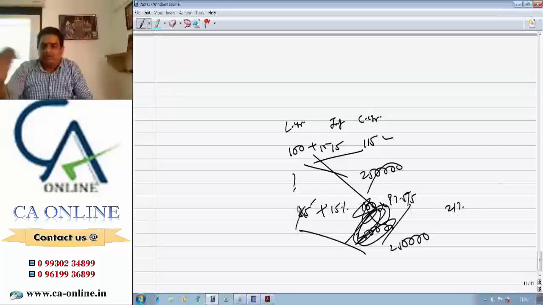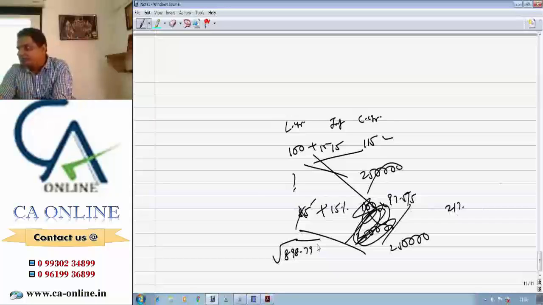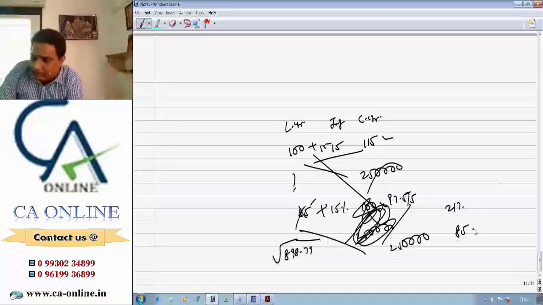You don't have to take 85. Take any number, whatever number you like, and add 15% to it. That will be the current year sale. But it is not 85 by 100. Can you understand? If it is 85 by 100, plus 15% will not be 100.